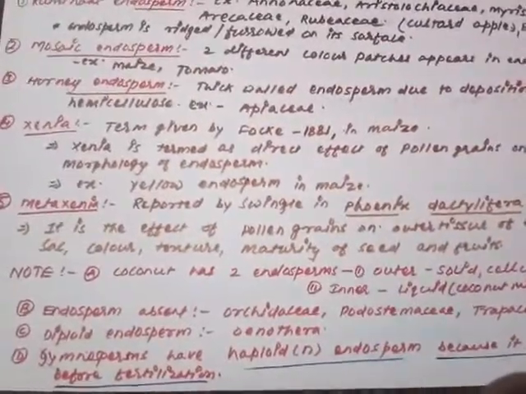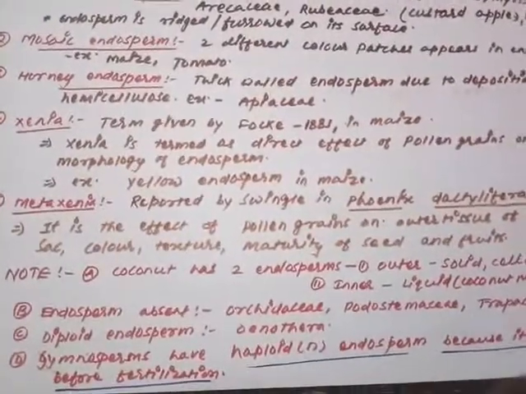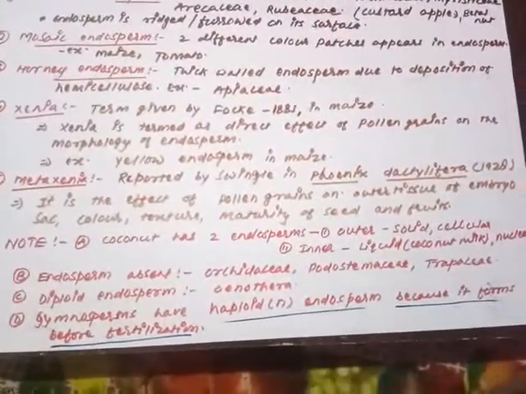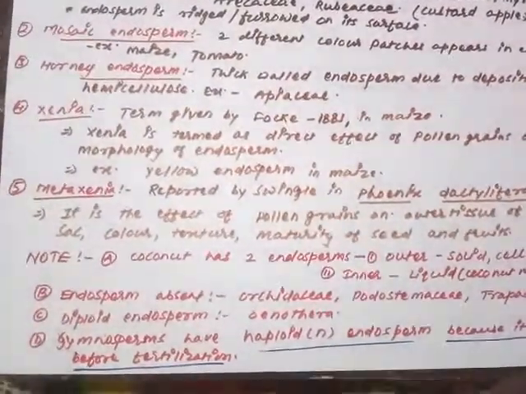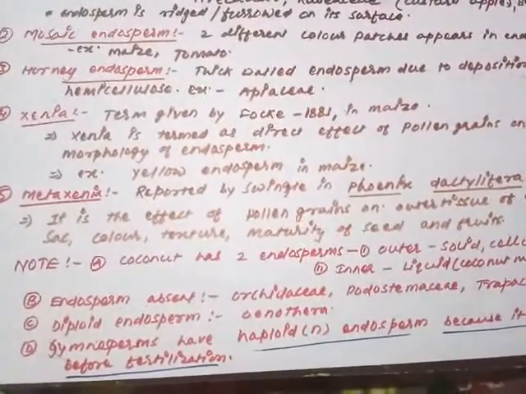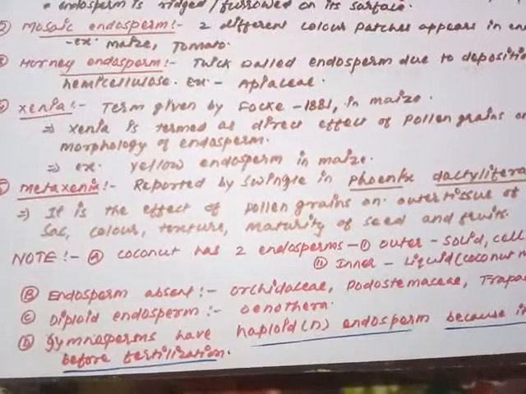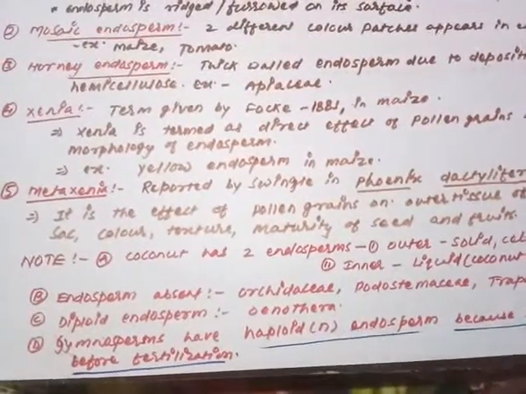Now a very important term we are going to discuss, that is xenia. Very important term and important for the NEET examination. The part we are discussing is important for the NEET examination. What is xenia? The term xenia was given by Focke in 1881, and he reported the event in the maize plant. So it was first reported in the maize plant. Xenia is an event where the pollen grains of foreign agencies directly influence the development of the endosperm. Are you getting my point?